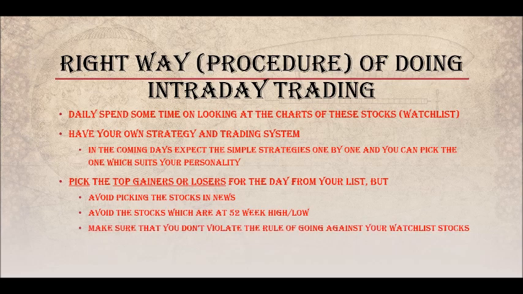Okay, and also you should not violate the rule of going against your watch list stocks. Whatever the watch list of 20 or 30 stocks you have created earlier, you should always follow that. For any reason, you are not supposed to go out of those stocks. Assume you see a stock which is already moving 10%, but which is not in your 30-stock watch list, then don't do any trades on that. You have to always go with the stocks which are already in your watch list.